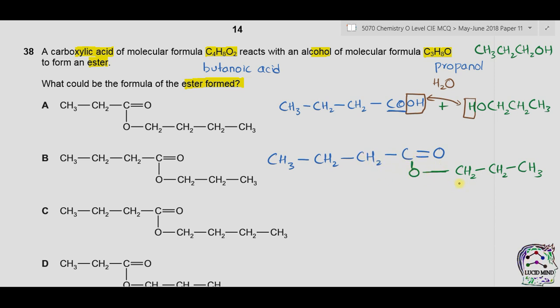The name is, as we have a 3-carbon alcohol, so it is propyl. And the 4-carbon carboxylic acid gives butanoate. Now from the given options we can see that option B is similar to the one that we have drawn.